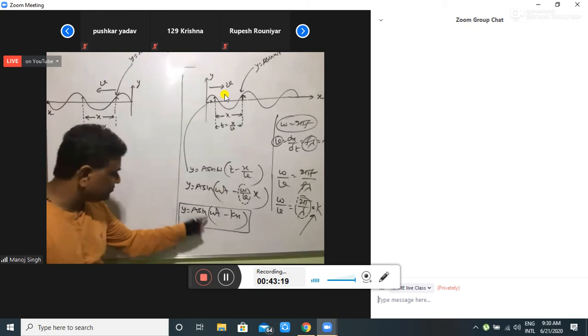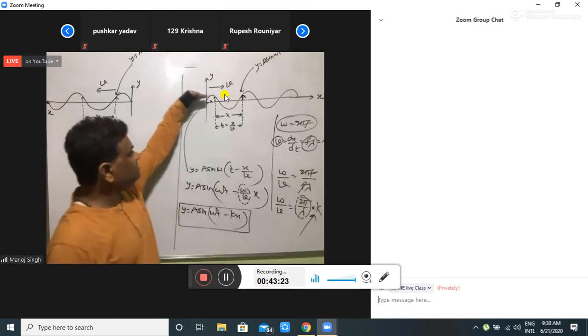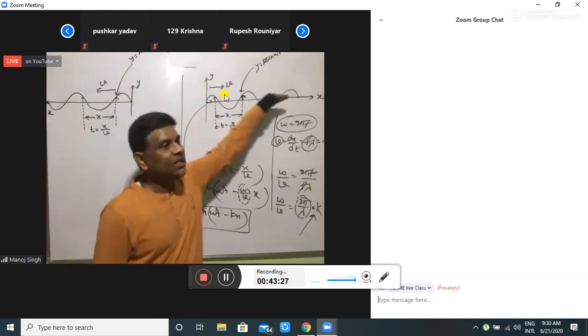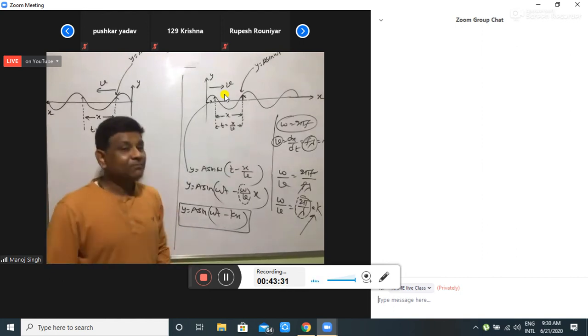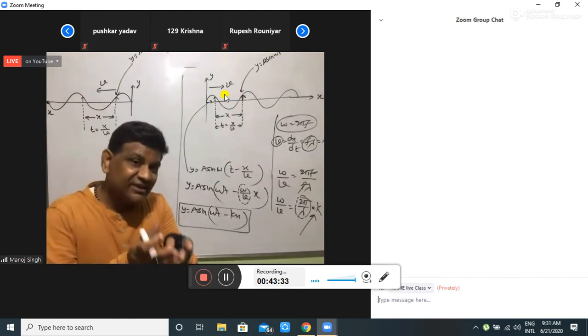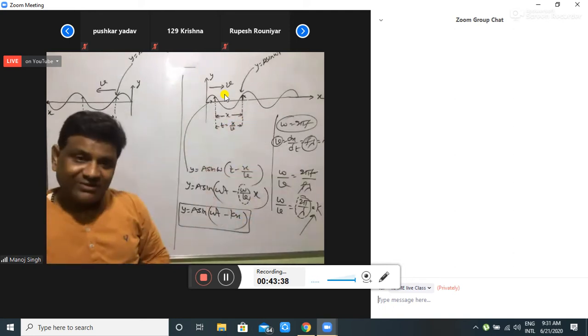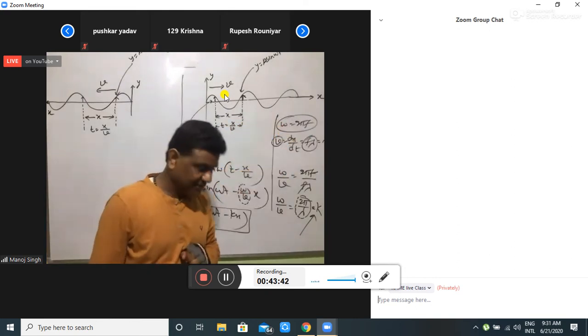This is the equation of progressive wave. It should be clear in a class here. Here the wave is traveling towards the positive x direction. Here it is a minus sign. So what does the minus sign represent here? The wave is traveling towards the positive x direction.